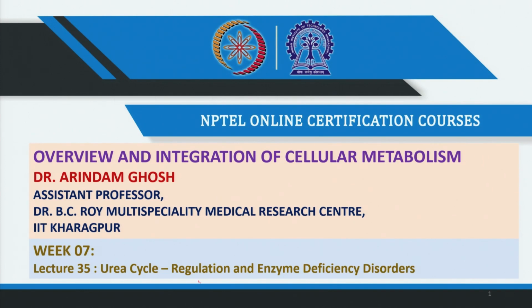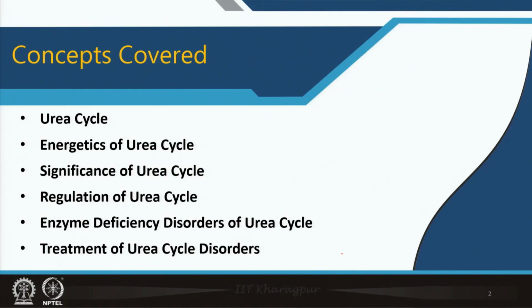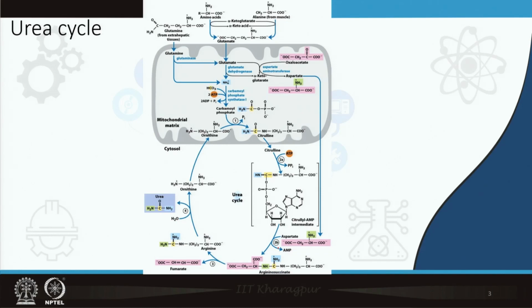Over here we will be discussing the regulation of urea cycle and we will also be learning the enzyme deficiency disorders. So, basically we will be covering these concepts. The first few concepts were already covered in the last class, and today we will be dealing with the regulation of urea cycle, the various enzyme deficiency disorders, how to diagnose and how to treat the urea cycle deficiency disorders. All right.